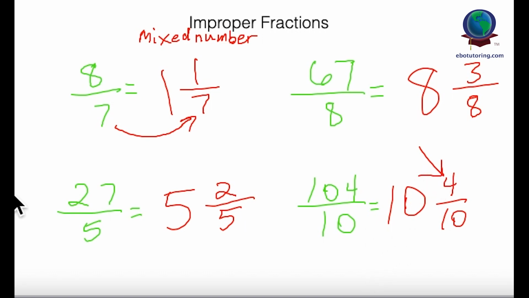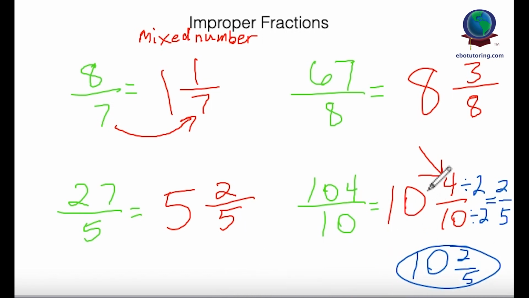What can be divided into 4 and 10? Well, we know that 4 and 10 are part of the 2 times tables. We divide them both by 2. 4 divided by 2, 10 divided by 2 gives us what? Oh, I'm losing room here. Squeeze it in. 4 divided by 2 is 2. 10 divided by 2 is 5. So the answer actually is 10 and 2/5. Final answer.